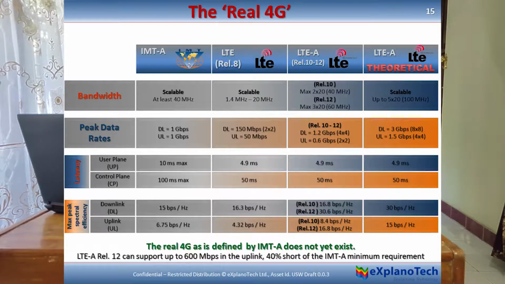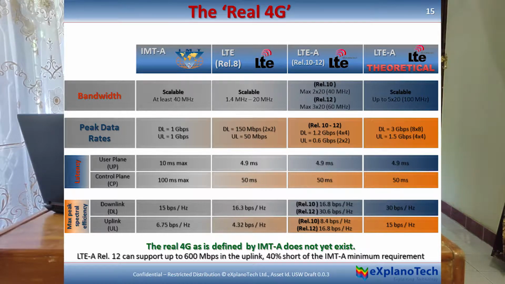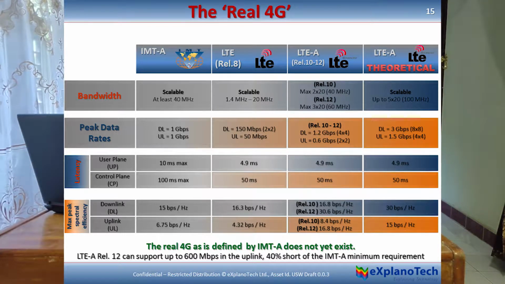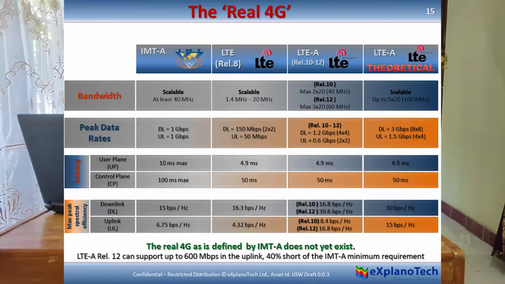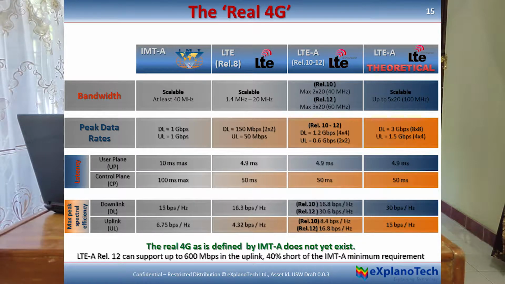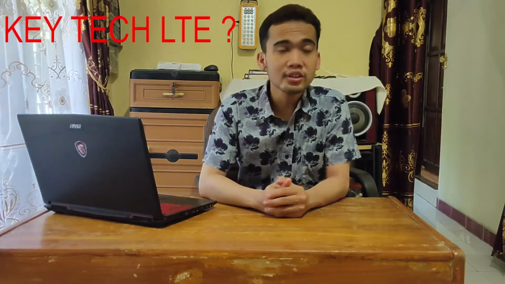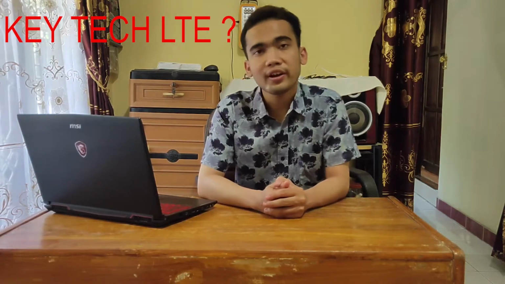One of the requirements is 1 gigabit per second for stationary users and 500 megabit per second for mobility users. And LTE, theoretically, has just 100 megabit per second for stationary users and 50 megabit per second for mobility users. And then, what are the key technologies of LTE?